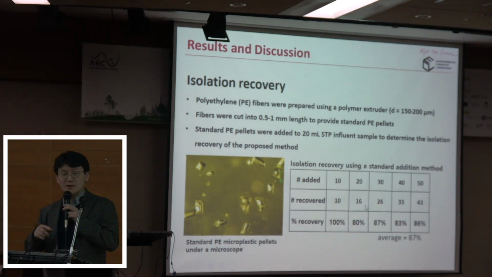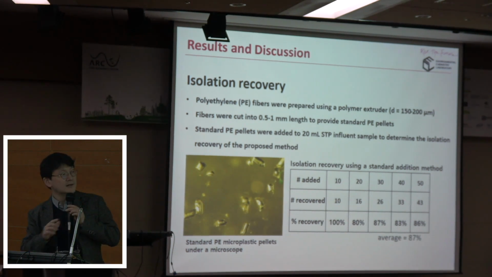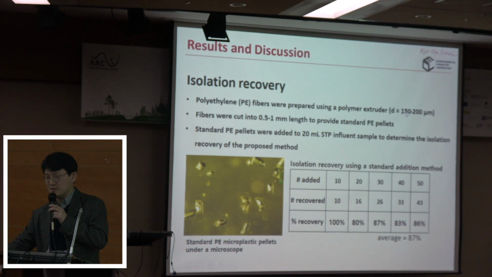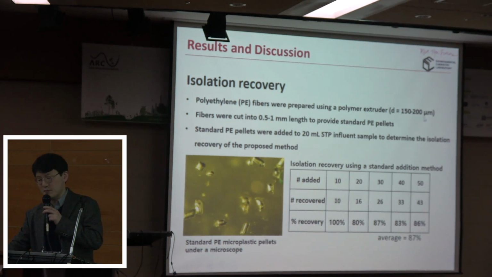In addition to isolating the plastics from environmental samples, we prepared a kind of standard microplastic fragment using a polymer extruder. This extruder is able to produce polyethylene fiber with a diameter of 150 to 200 micrometers.